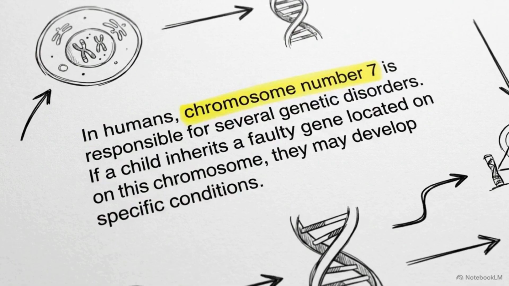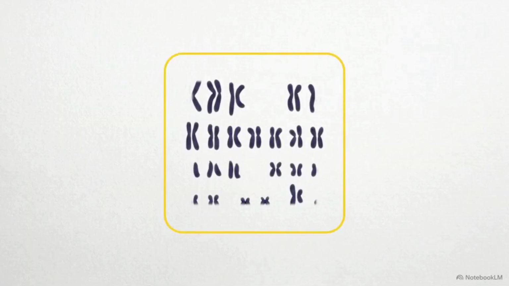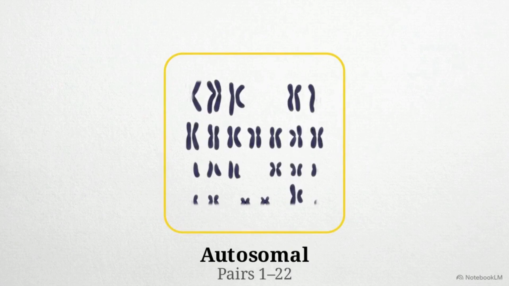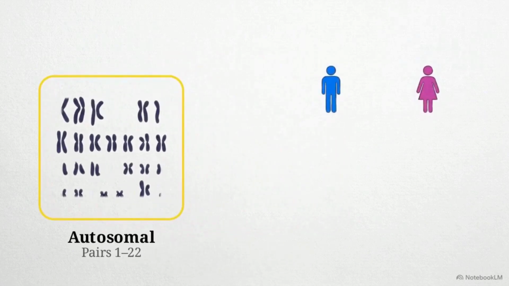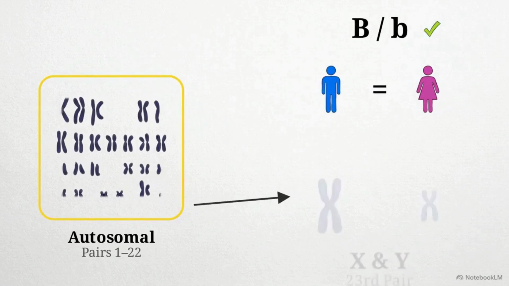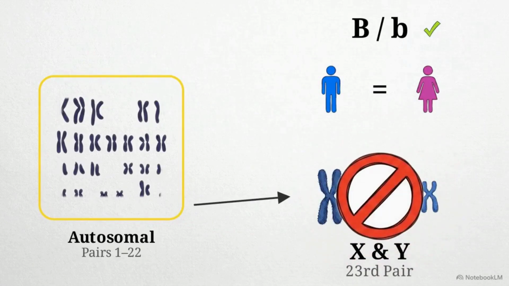In this word problem about cystic fibrosis, the first sentence specifies that the recessive allele is carried on chromosome number 7. This location determines your entire approach. Any trait carried on chromosomes 1 through 22 is an autosomal disorder. It impacts males and females equally, so we use standard letters to solve it. No X's and no Y's.